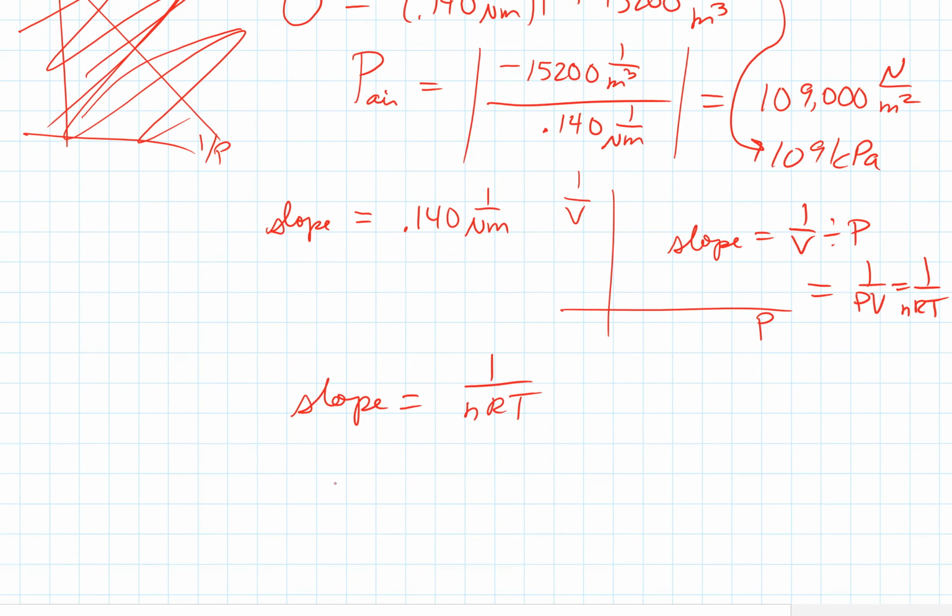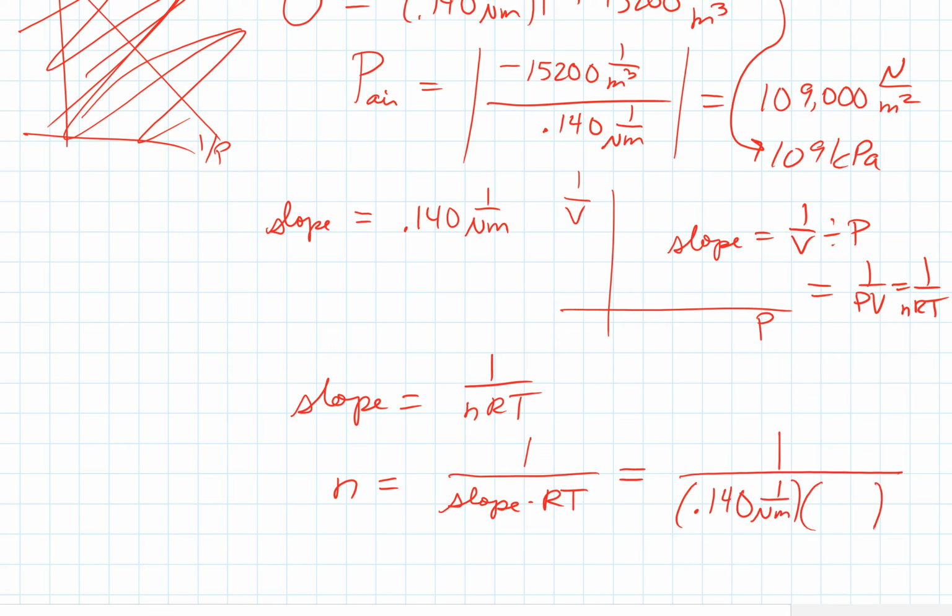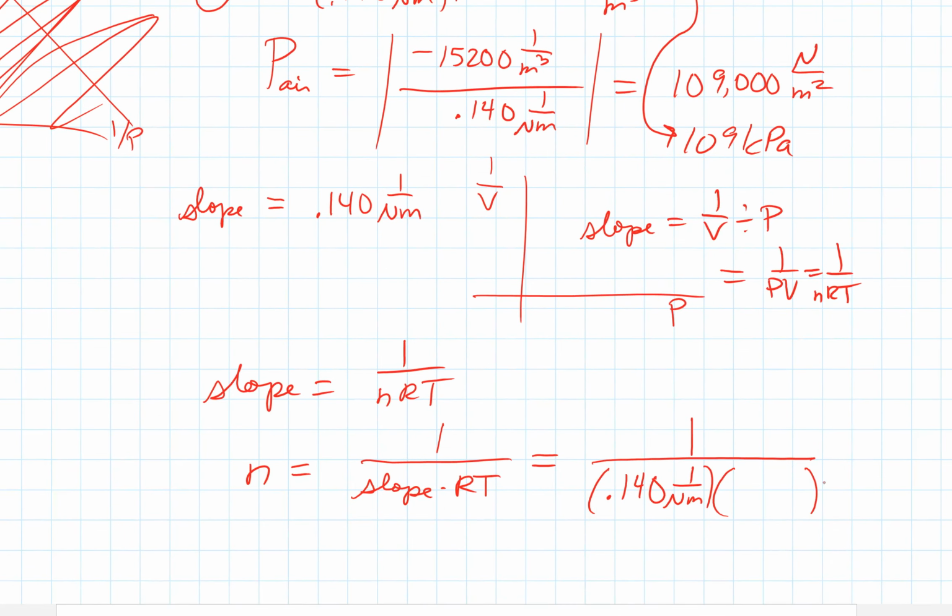Okay? And that means that we can immediately solve for the number of moles of gas that we had by doing 1 over slope times RT. Okay, so 1 over slope R T. I'm making that up. Okay, so if we use that the slope here is 0.140, 1 over Newton meters, then we do it kind of like this. Okay, so 0.140, 1 over Newton meters. We'll put R there in a second. Let me move this over. We'll put R in a second. And then T, let's just say 294 Kelvin. I think that's the number that I used.